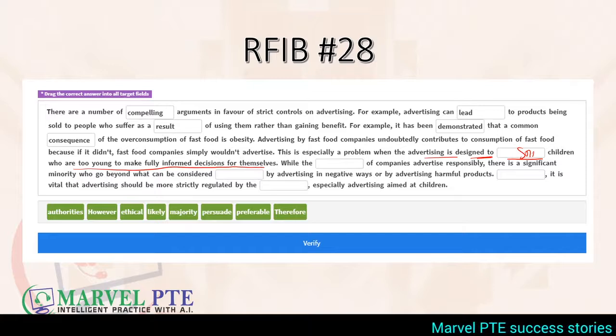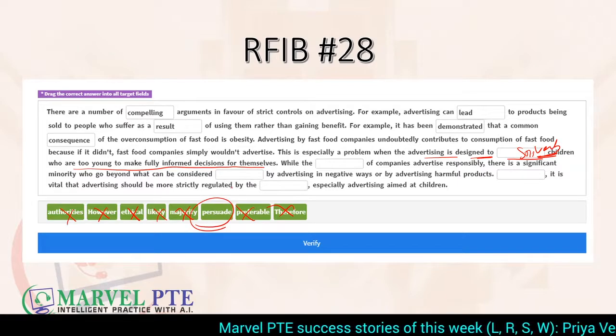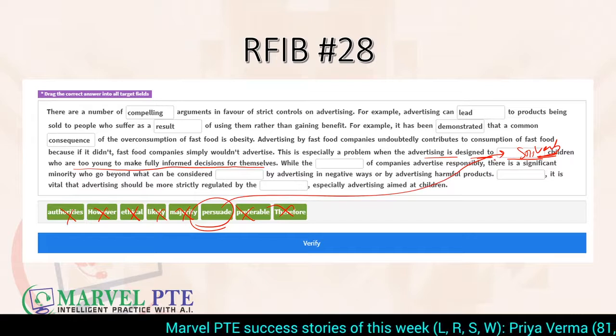Now with two, I'm going to do this. I'm going to eat. I'm going to sleep. So what will be used? Your verb will be used. So using our process of elimination, we are going to remove everything except verb. And we have just one verb left, which can be quickly filled up over here: designed to persuade.